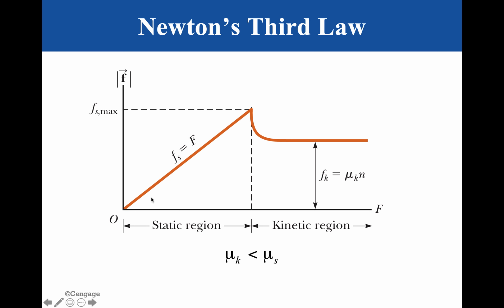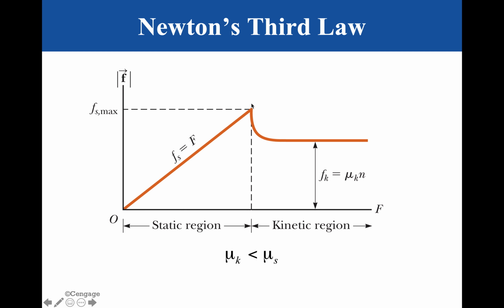And so what I see is when I'm in the static region, there's a one-to-one relation. This is F right here. If I increase the pushing or applied force by 1 unit, I increase the static friction force by 1 unit. If I increase it another unit, I increase the static friction force another unit. And that will keep happening until I get to the point where this is my maximum possible static friction force.